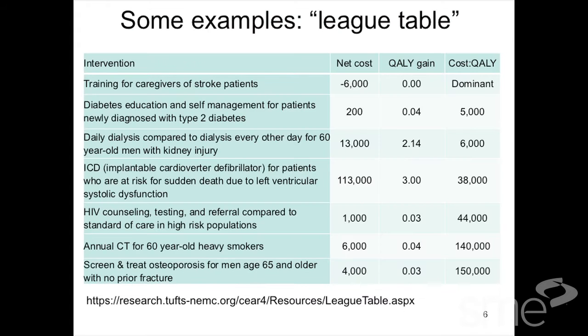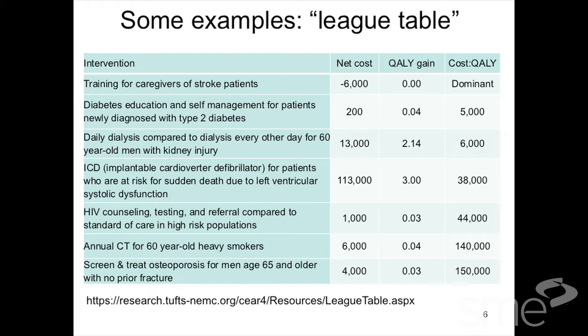As an example, when we give training to caregivers of stroke patients, we're on a dominant strategy because it costs less. We don't earn anything, but we can reduce costs. So we're in a dominant position. If we go, for example, to HIV counseling, we can have something that is cost efficient. Even though it is not bringing that many QALYs, it doesn't cost that much.